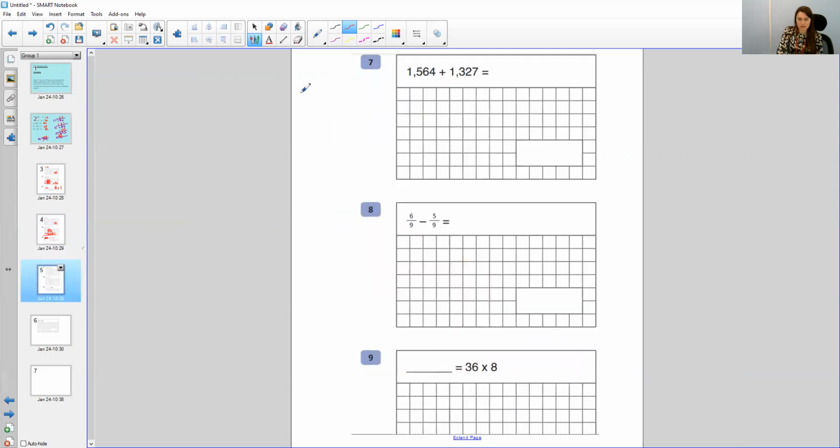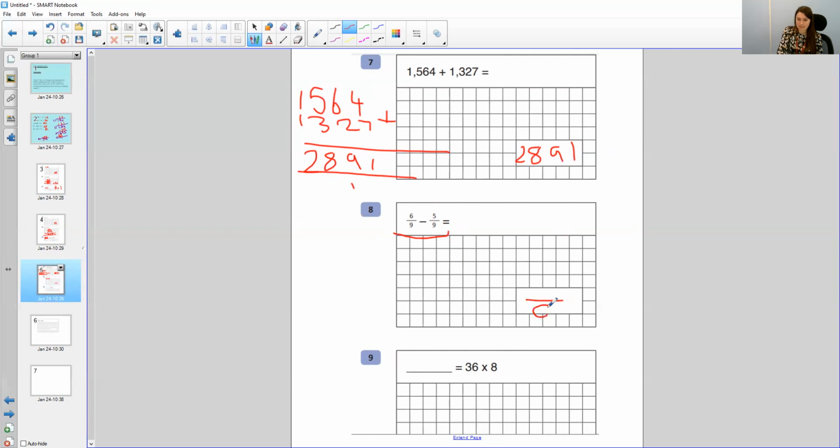Okay, more column addition. I'm going to do it over here and see if it's easier for me to write out of the boxes. Okay, so I've stacked all my numbers up. 4 add 7, I need to regroup as that's 11. 6 add 2, but don't forget to add the 1 would give me 9. 5 add 3 is 8, and 1 add 1 is 2. So 2,891.